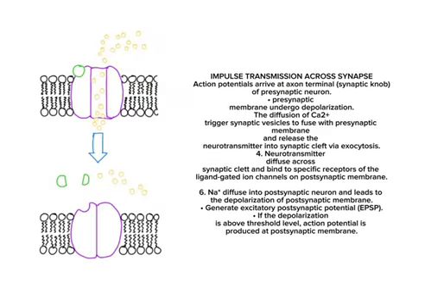Second, depolarization triggers the opening of voltage-gated Ca2+ channels. The presynaptic neuron membrane becomes more permeable to Ca2+. Ca2+ from the extracellular fluid diffuses into the synaptic knob.